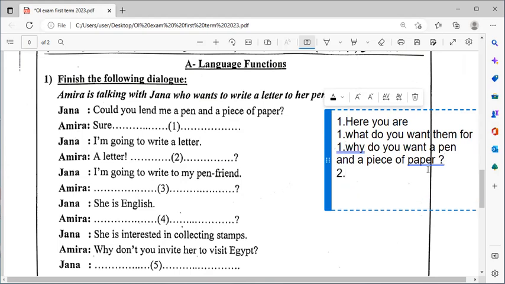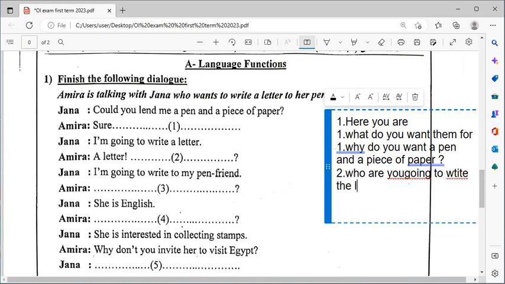Number two, I'm going to write a letter. Here there is an exclamation mark, so we need a question. I'm going to write to my pen friend. So the suggestion here: who are you going to write the letter to or for?